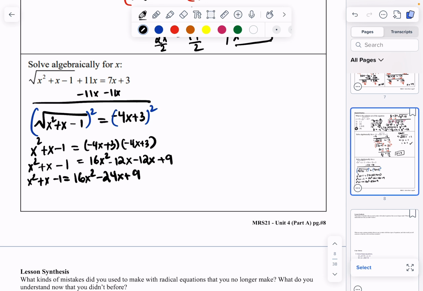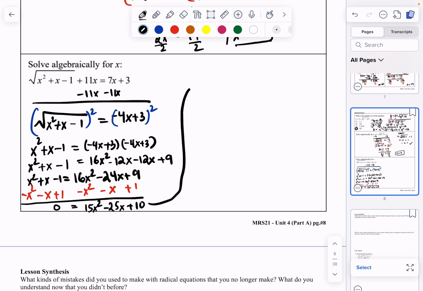So I'm going to subtract x squared, subtract x plus 1. Subtract x squared, subtract x plus 1. Okay. We get 0 is equal to 15x squared minus 25x plus 10. Okay, so this one, we could pull out a GCF, which leads to 5 parentheses, 3x squared minus 5x plus 2 is equal to 0.